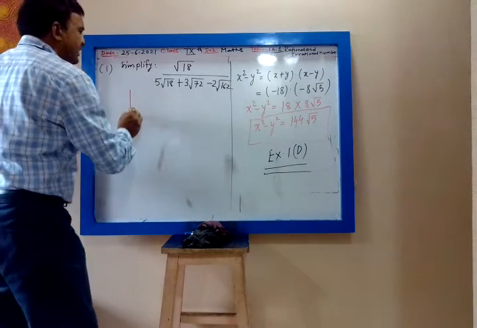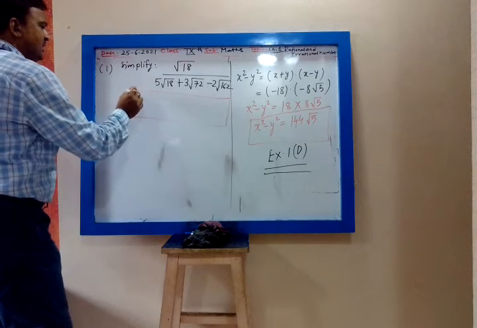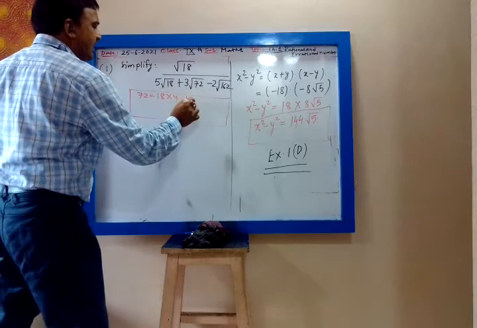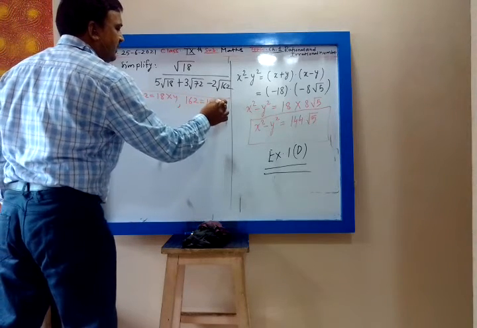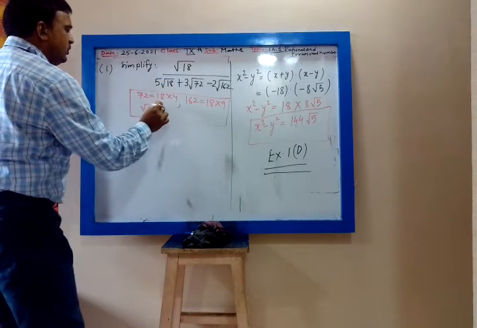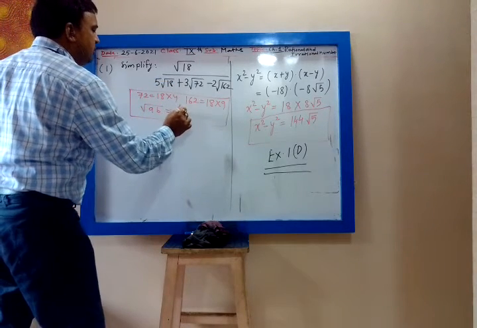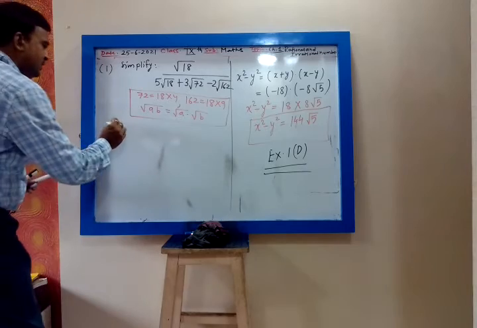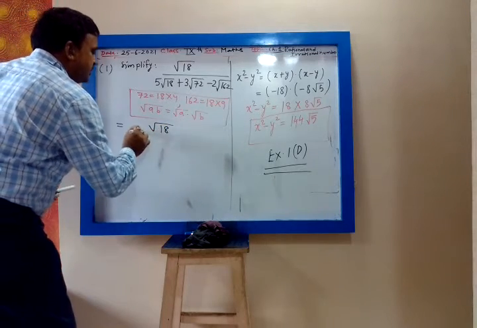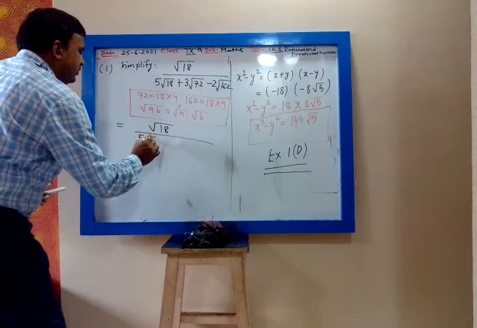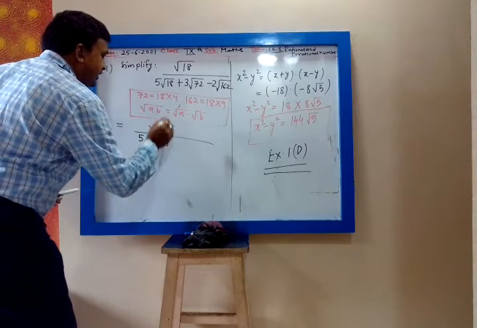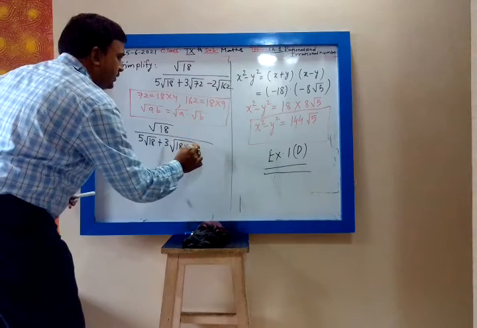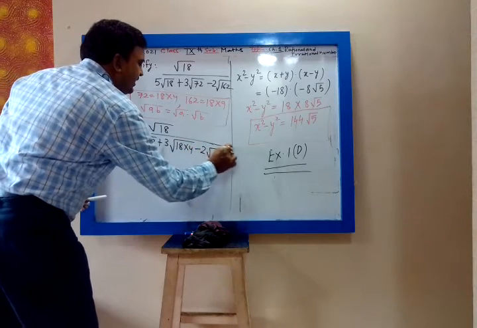See, two things we require in this. 72 I can write as 18 into 4, then 162 I can write as 18 into 9, and then one more result I am going to use: root AB I can write as root A into root B. Let us use all these formulas. So root 18 keep as it is upon 5 root 18 keep as it is. Then 72 I can write 18 into 4, root 18 into 4. Then minus 2 into root 162, I can write 18 into 9.